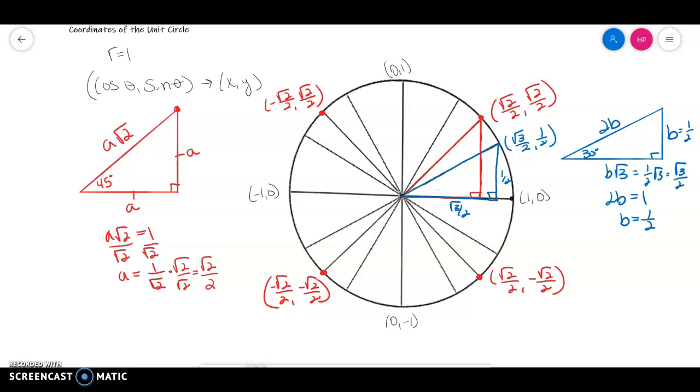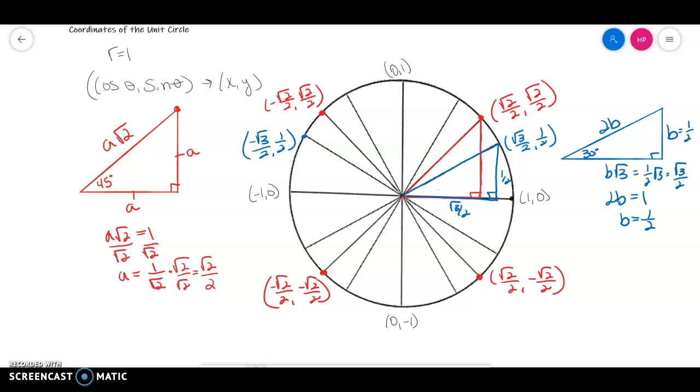I can do the same thing with my reflections first. So if I go off to my left, I had to go farther left than I did up. And the square root of 3 over 2 is a bigger number than 1/2 is.